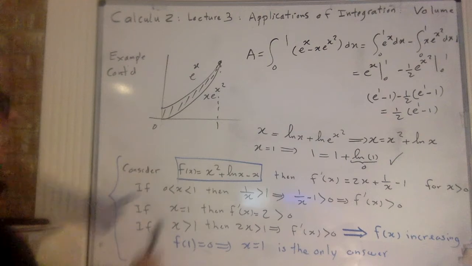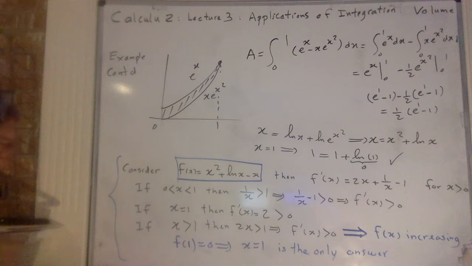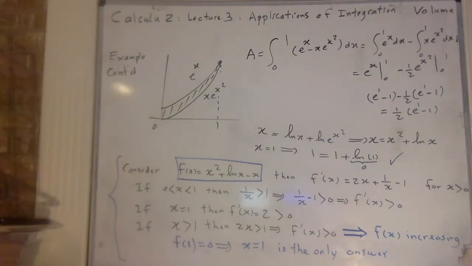So this trick sometimes works when you want to prove that some function has just one zero, for example, or you need that the function is increasing. You know, that's from Calc 1. If you find f' and show that f' is positive, then the function is increasing in the domain that it is given.